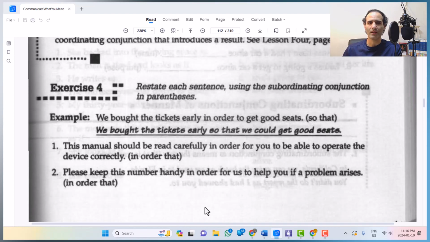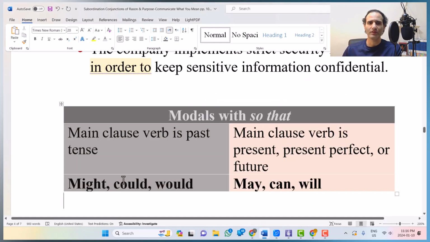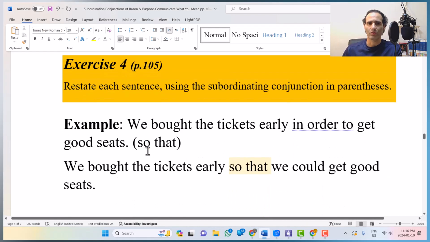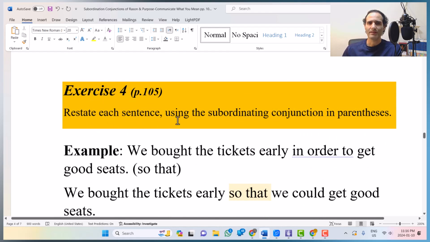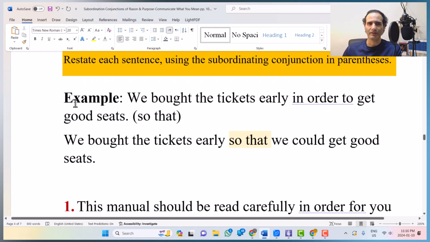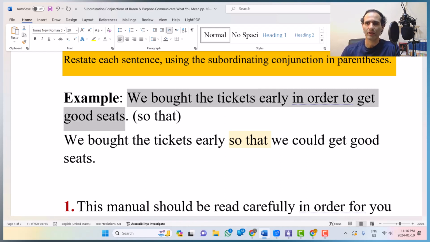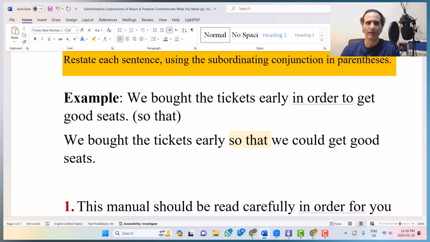Good. Exercise 4. I have typed it for you beforehand. Exercise 4 on page 105. So restate each sentence using the subordinating conjunction in parentheses. How? The example tells us how. We bought the tickets early in order to get good seats. Instead of in order to, the book wants us to write with so that. We bought the tickets early so that we could get good seats. So past tense, we could get.